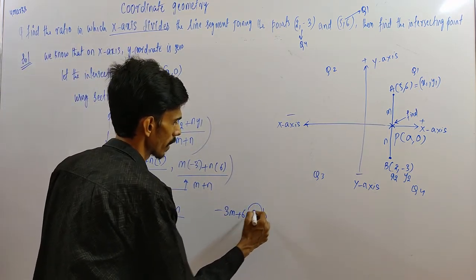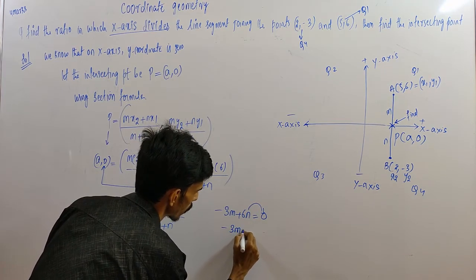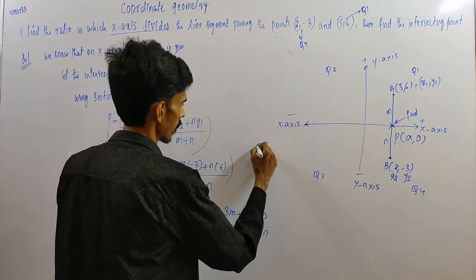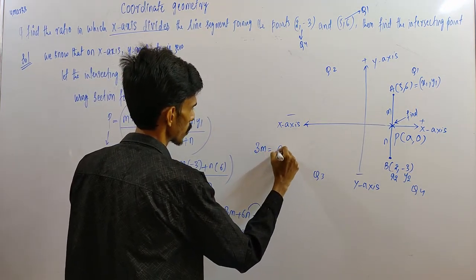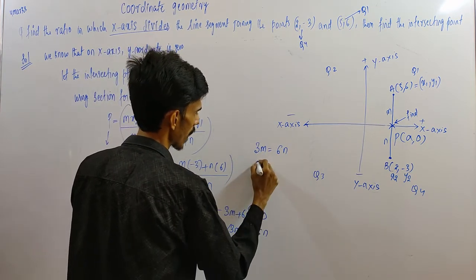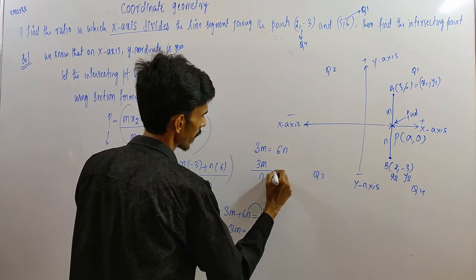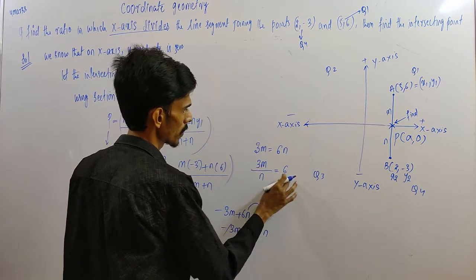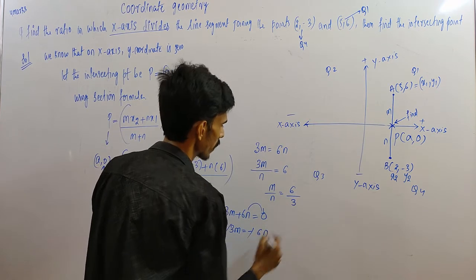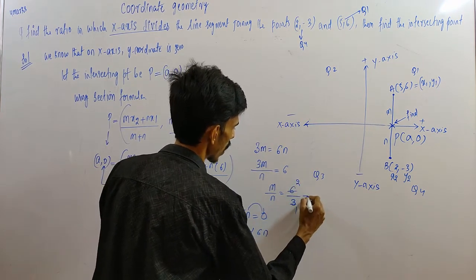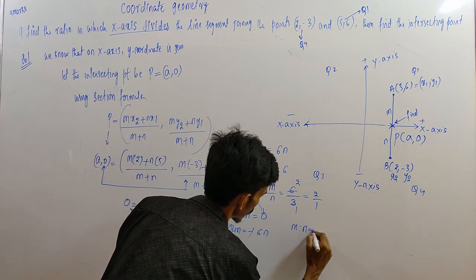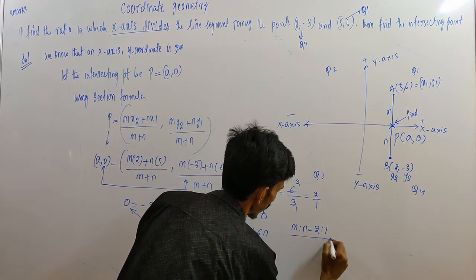Now send this here: 3m is equal to 6n. Send this n here, we have 3m divided by n is equal to 6. Send this 3 to that side, we have m by n is equal to 6 by 3, which is 2 by 1. So the ratio m is to n is equal to 2 is to 1.